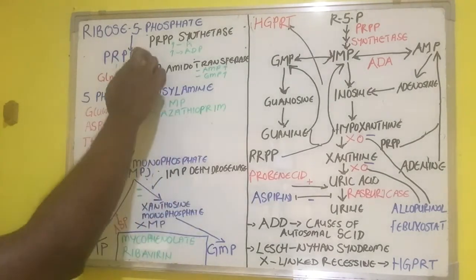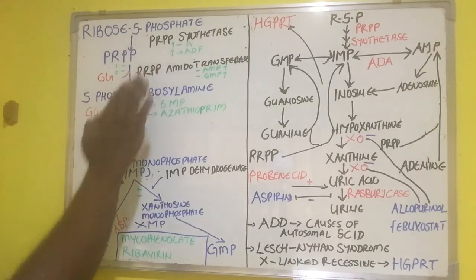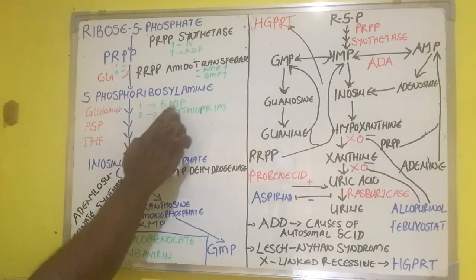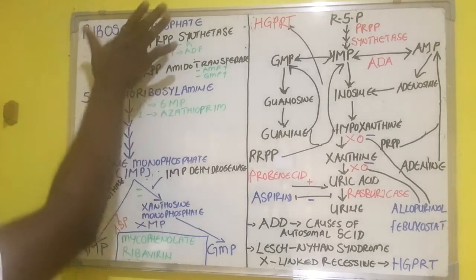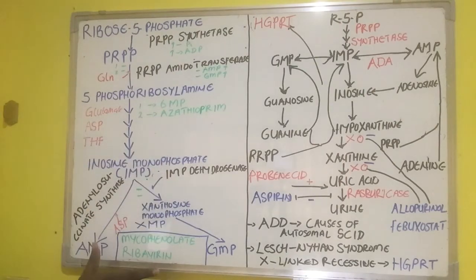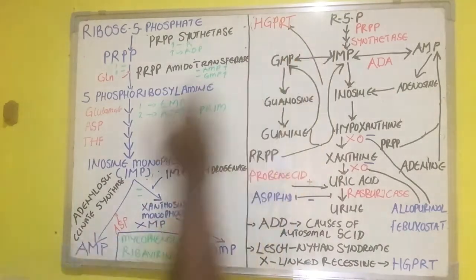So it stops the complete continuation of this enzyme: 6-mercaptopurine and azathioprine. Then for IMP to GMP, it is mycophenolate and ribavirin. So from there, this is the pathway for the purine synthesis. Then this is the de novo. This is the salvage pathway.